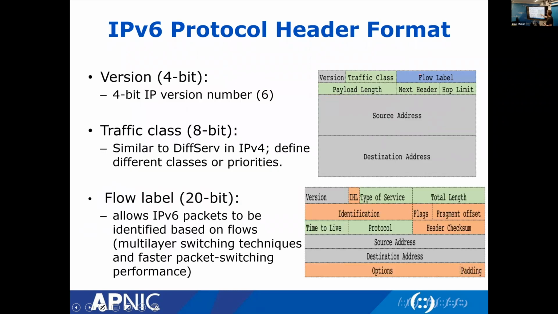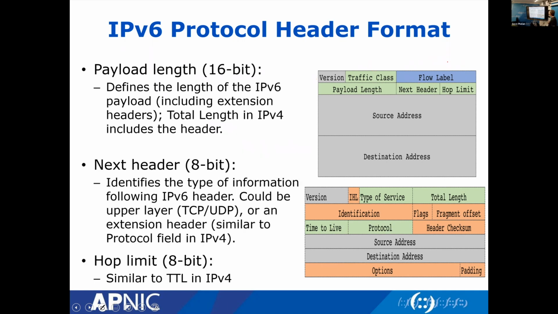So our version, like I said, that's just our version. Are we V4 or are we V6? Our traffic class, it's an 8-bit value. It's like our DiffServ that we have in V4. Our flow label allows us to identify traffic based on flows. So if you're doing, like I said, segment routing, any sort of multi-layer protocol switching, we can use a flow label for doing that. Our payload length, that hasn't changed.